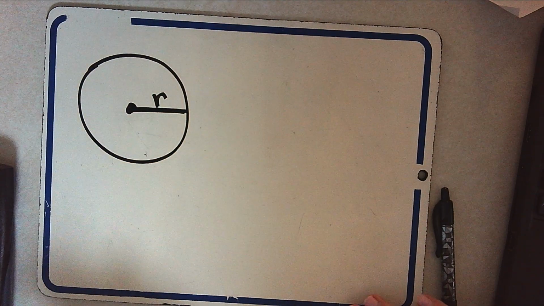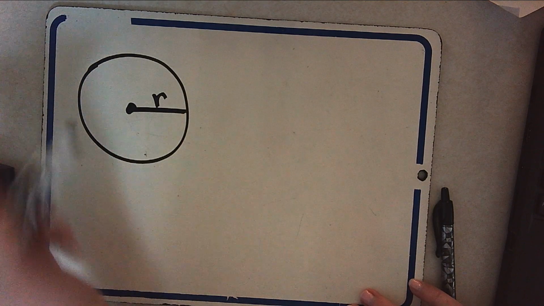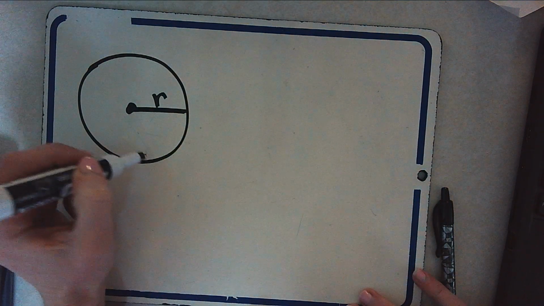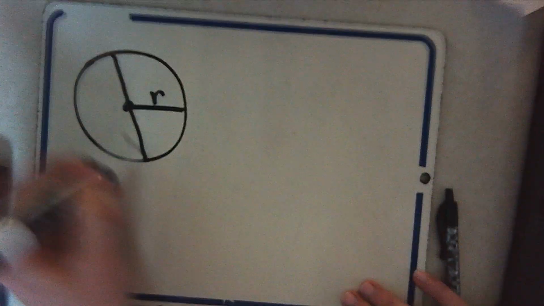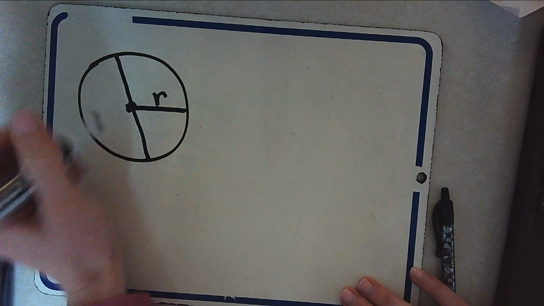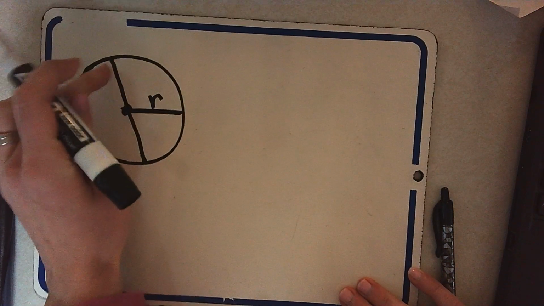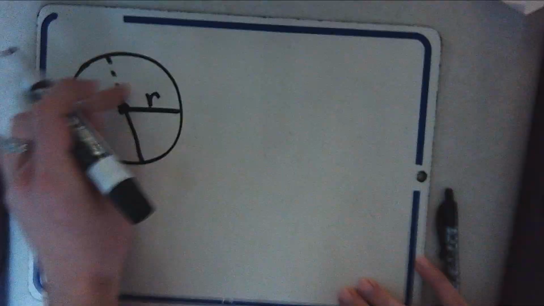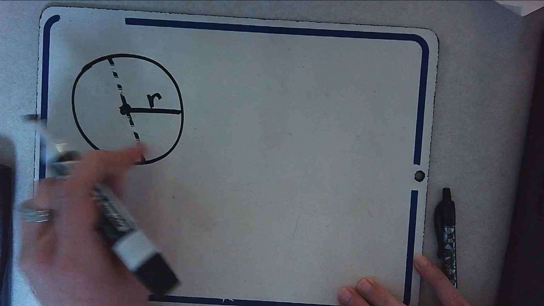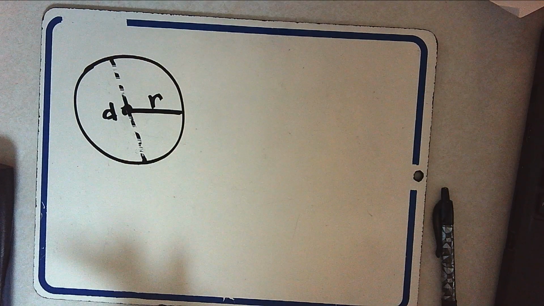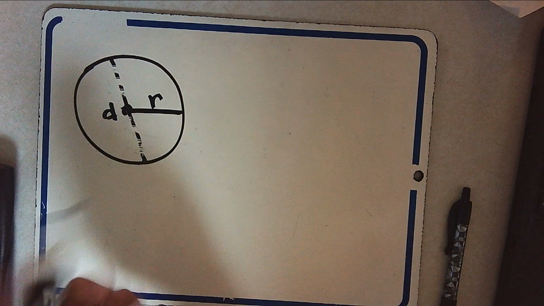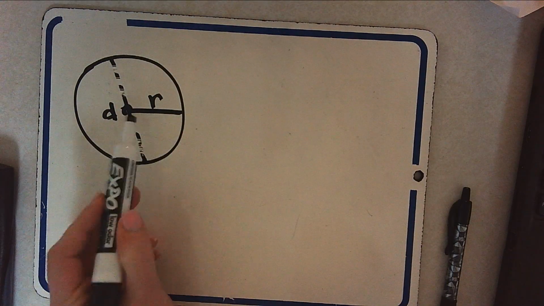And then if you have a line that goes through the midpoint and goes from one part of the circle to another, I'm going to dot this line here, we call that the diameter, and we normally label it with a letter D. So we've got two different things that we need to know here: a radius and a diameter.